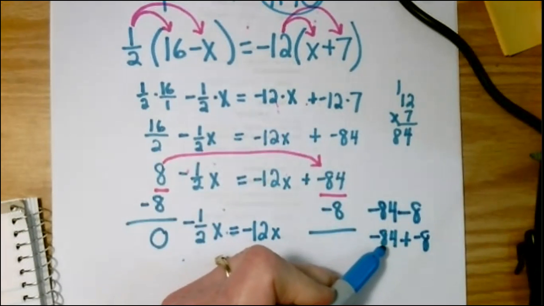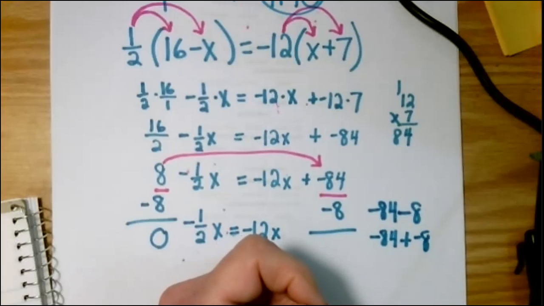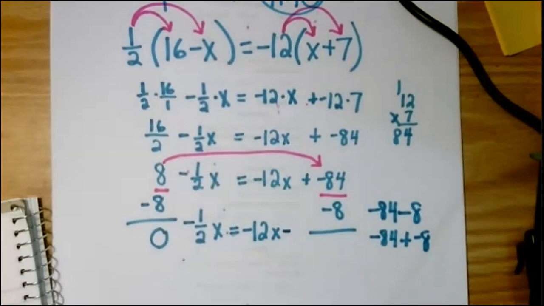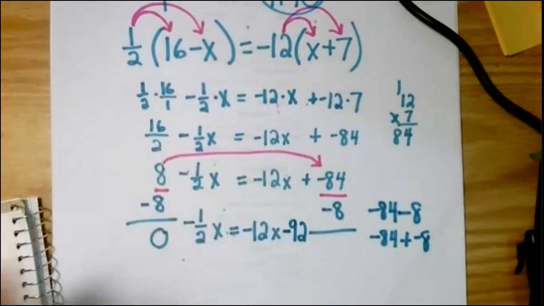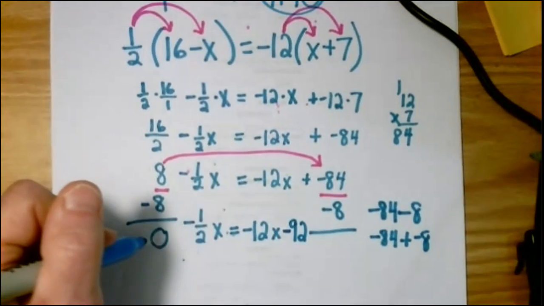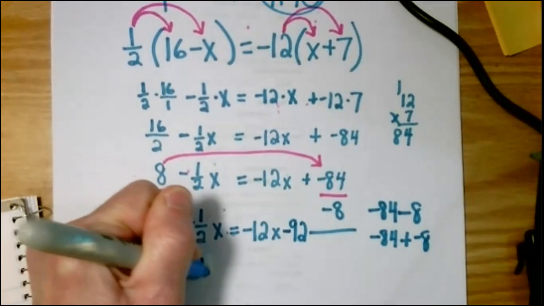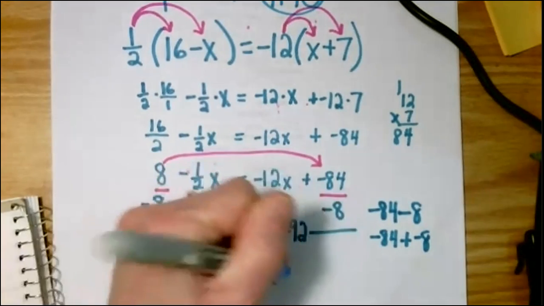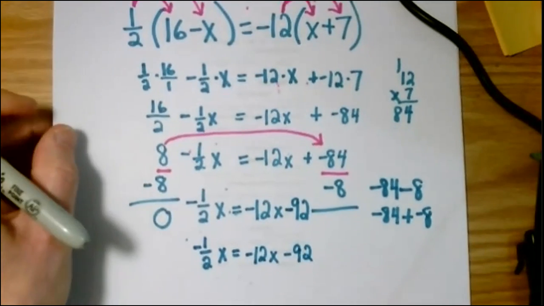It's like you owing me $84 and you owing your mom $8. So how much do you owe her altogether? And between me and your mom, you owe us negative $92. So we are in the negative. So now I'm going to drop my 0, and I'm going to have negative 1/2 x equals negative 12x minus 92, or plus negative 92 means the same thing.